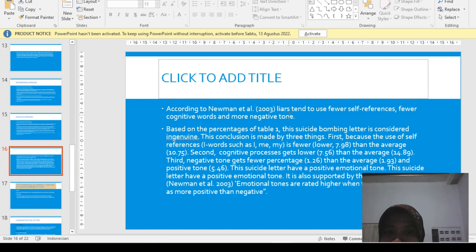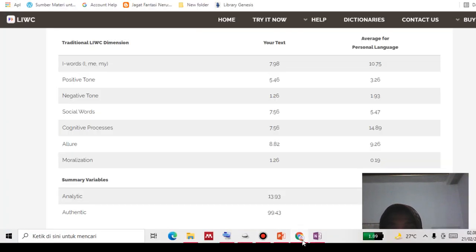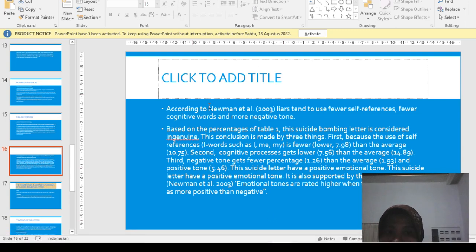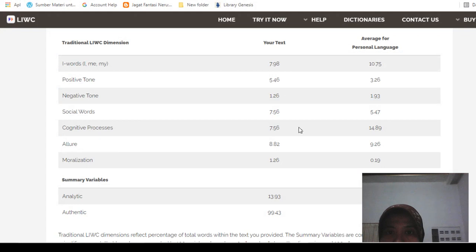Based on the percentage of the table here, the suicide bombing letter is considered ingenuine or fake. This conclusion is made by three things based on the statement from Newman. First, because the use of self-references such as I, me, my is fewer, as much as 7.98, lower than the average.